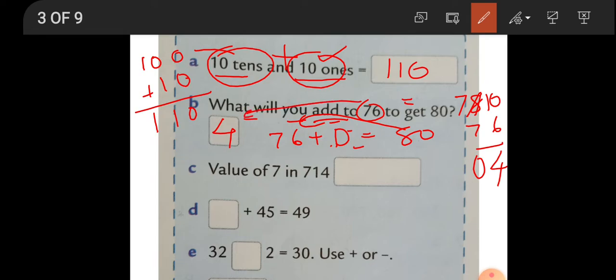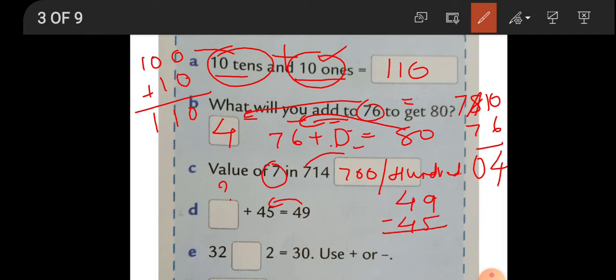Okay, next, what is the place value of 7 here? The value of 7 is 700, or hundreds. Okay. Next, again the same, the first box we don't know. What do you do? You simply subtract these two numbers. When one of the two boxes is not given, we need to subtract. Minus 45. Okay, 9 fingers up and 5 fingers down. How many left? 4. 4 minus 4, 0. So 4 is the answer.